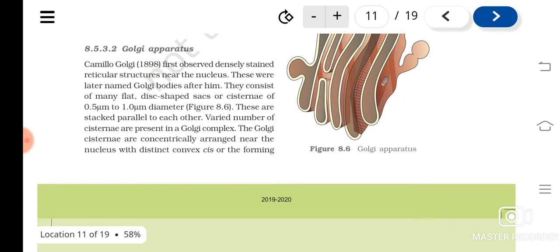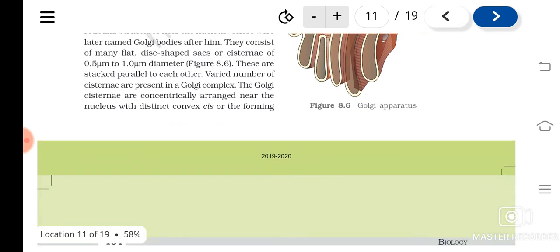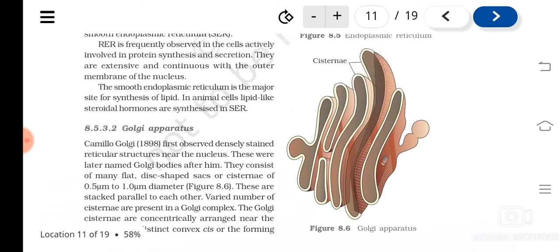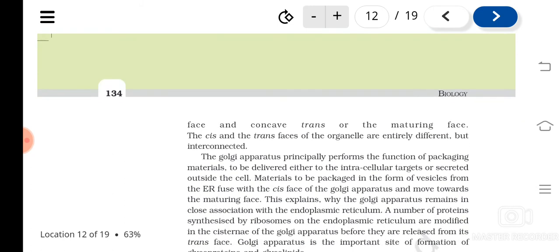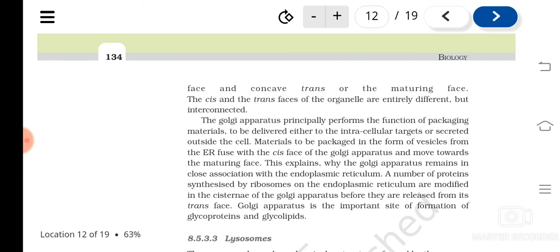The convex type of phase is known as the cis phase, or forming phase, and the concave type of surface is known as the trans or maturing phase. These two phases are different, but they are interconnected also. So the function of the Golgi apparatus is packaging of things. The major function of the Golgi apparatus is packaging the materials.